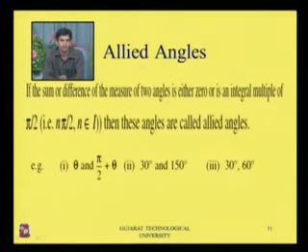Again I am repeating, what do we mean by allied angles? If the sum or difference of the measure of two angles is either 0 or an integral multiple of pi by 2, that is n pi by 2, where n is any integer, then the angles are known as allied angles.